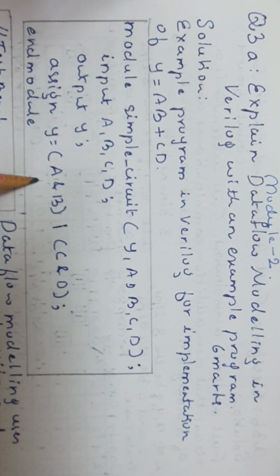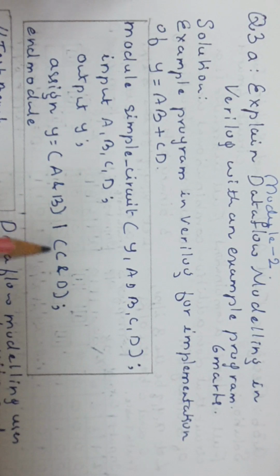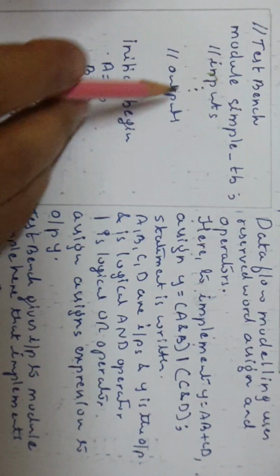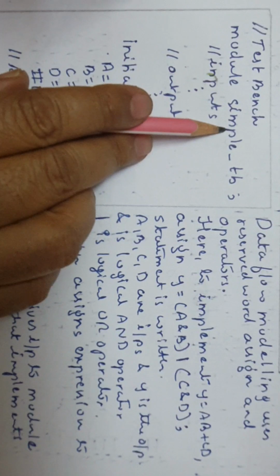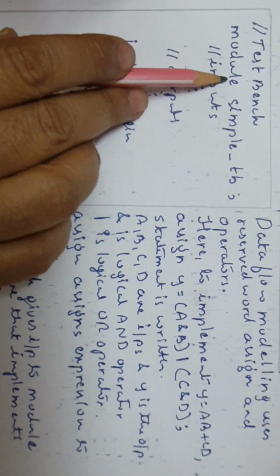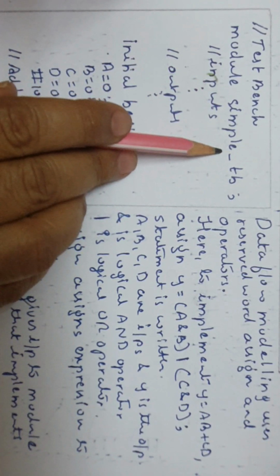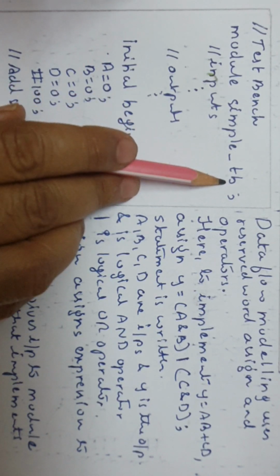For this Verilog program, we have to write the test bench. Because this has 4 inputs, we can write 2 raised to 4, that is 16 input combinations, to check this y equal to AB plus CD. So this is the test bench program. This test bench program also will be written between module and endmodule. So module simple_TB semicolon. This test bench module name we have given as simple_TB.